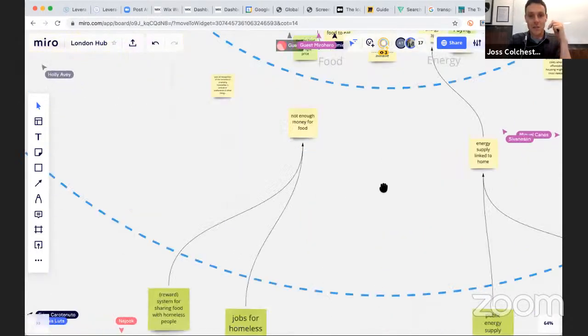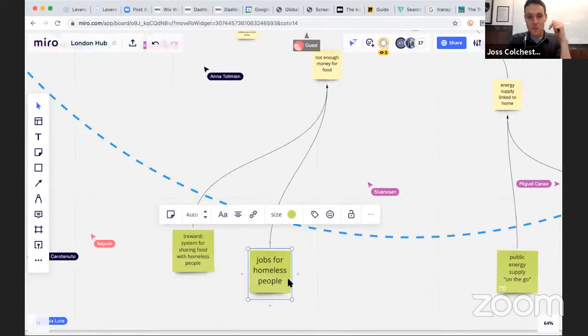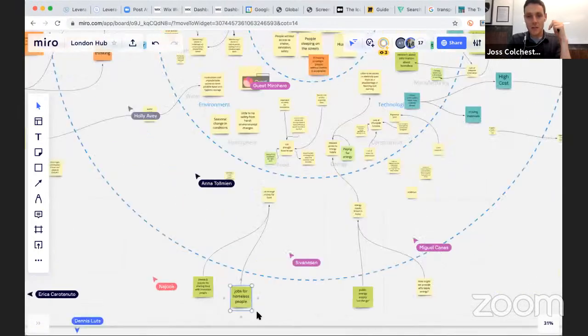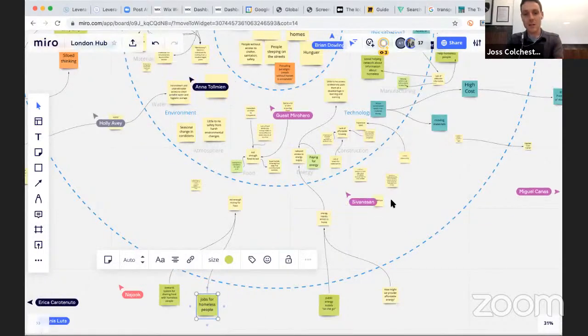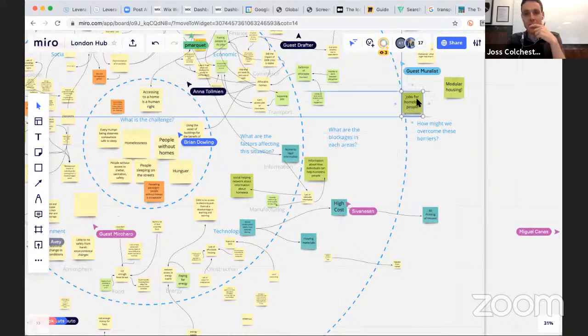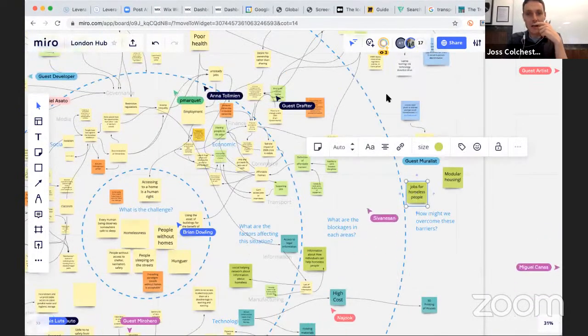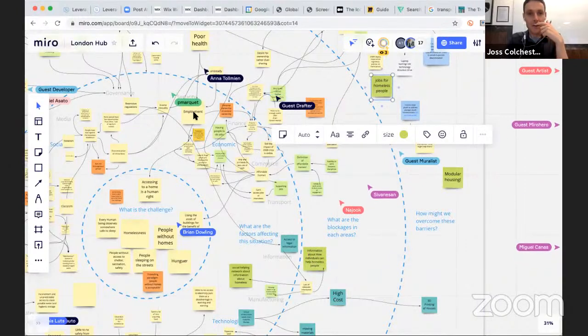So not enough money for food, jobs for homeless people. Well, I'm not sure that really belongs down there. We had jobs all the way over here. So I think we'll put it up here somewhere and link it to employment, which is all the way in there.